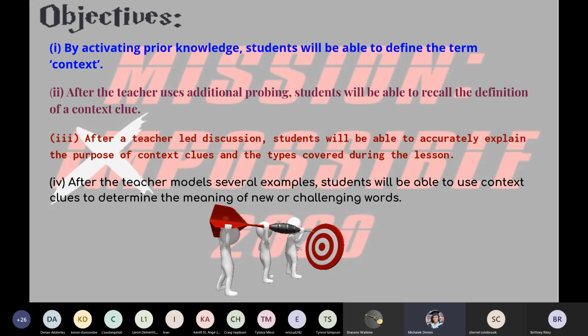So today, our objectives, before we get into exactly what we're going to cover today, good job, students. We're going to look at our objectives for the day. Students will be able to define the term context. Students will be able to recall the definition of context clues. Students will be able to accurately explain the purpose of context clues and the types covered during the lesson. And students will be able to use context clues to determine the meaning of new challenging words.